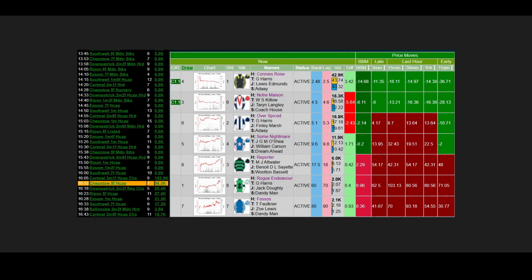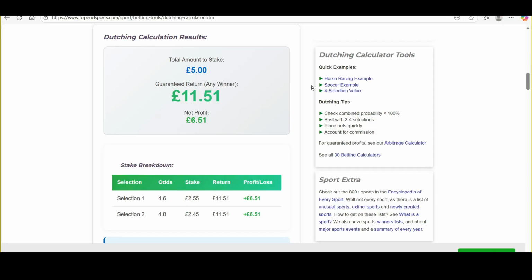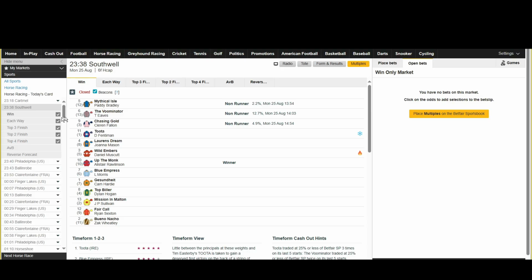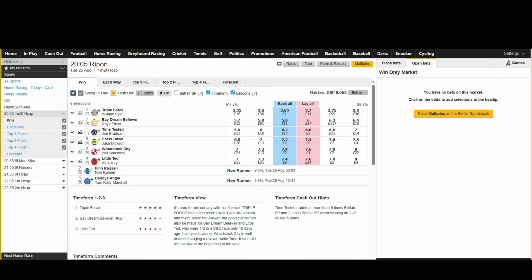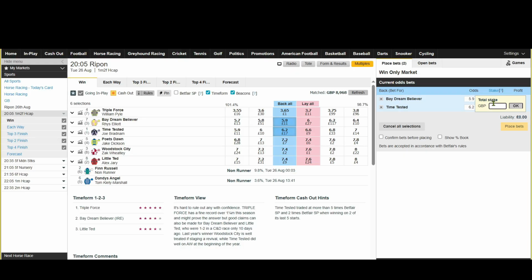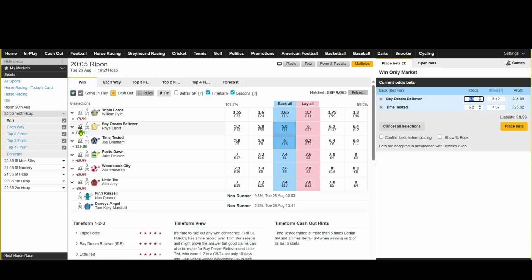Now, Dutching, I would recommend using a Dutch calculator, from a website, topendsports.com, rather than using the Betfair Dutcher, which is simply by putting in a stake, say £10. Yeah, it's done it there. It seems to be okay, but the trouble is you can get quick price movements when you're Dutching, and you have to adjust, and then you're kind of going up and down here, 5.8, 5.7, it gets a bit skewed.